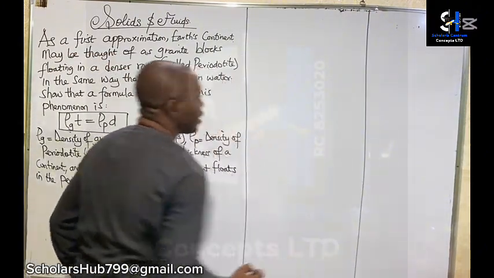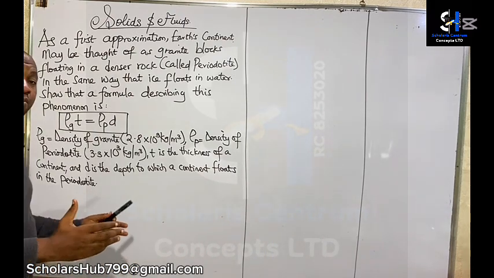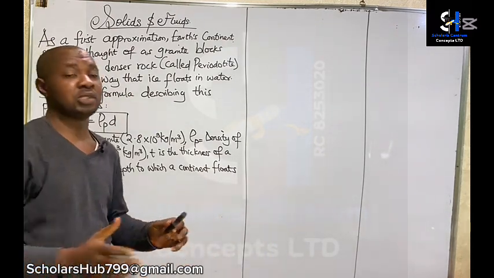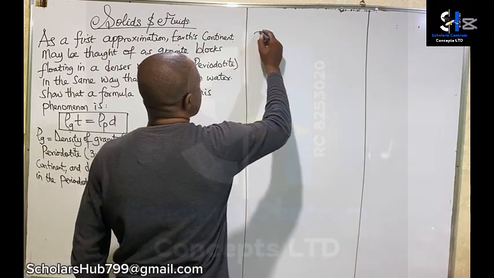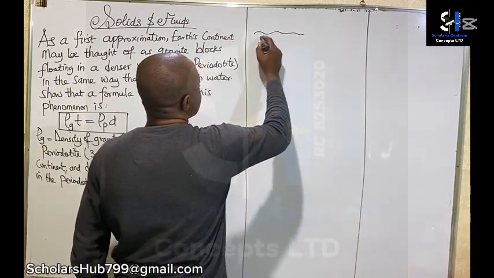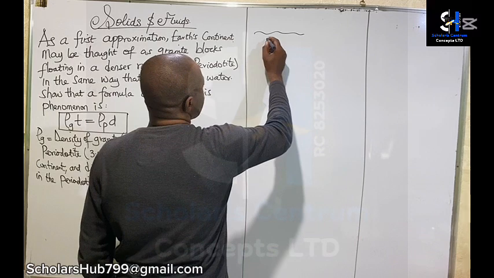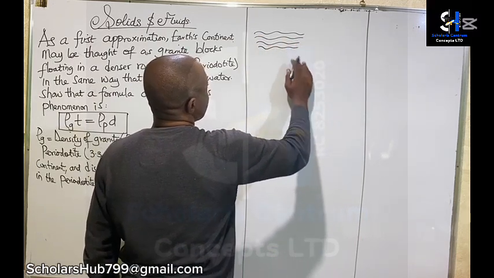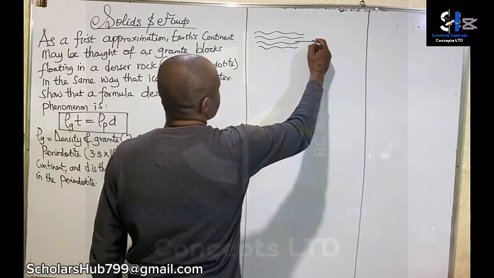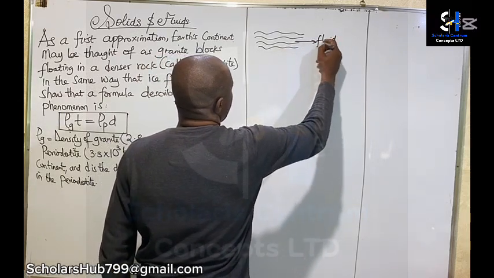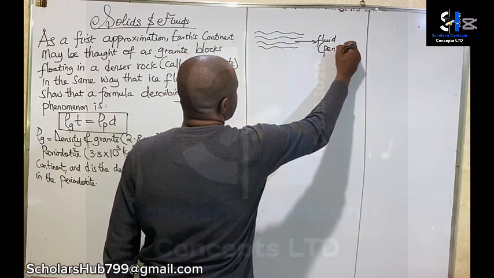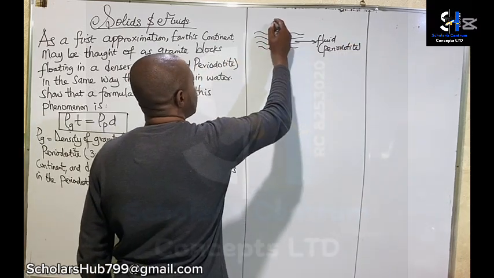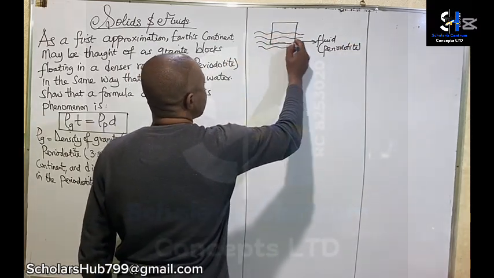Very important. To be able to analyze the problem, like I said, we need to set up the problem. So let's think of this as the peridotite, the fluid. You know, a substance that can flow, that's the fluid. So the fluid is the peridotite. Now we have the ice, which is the granite.